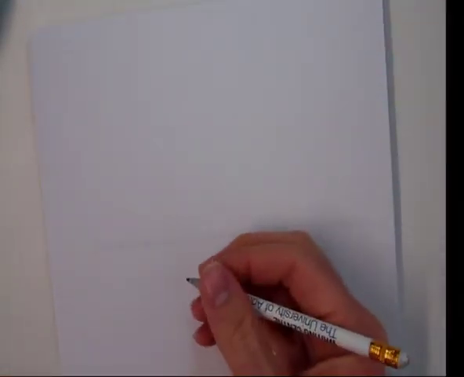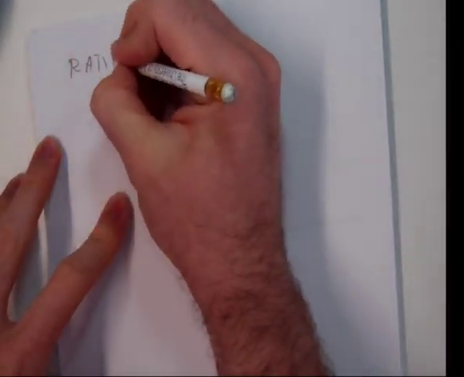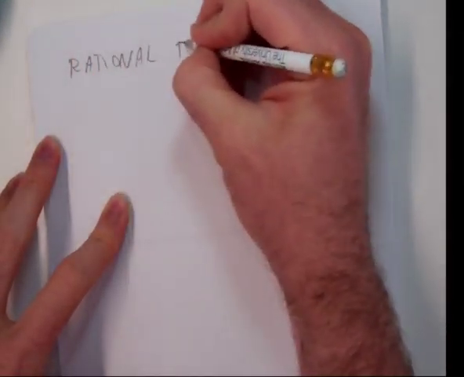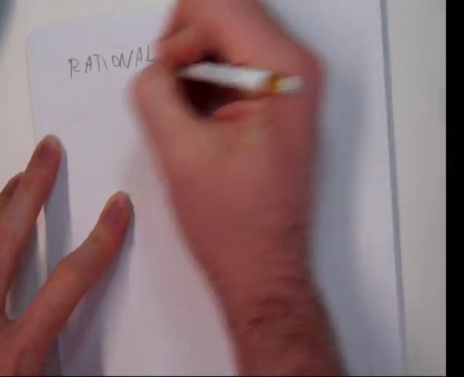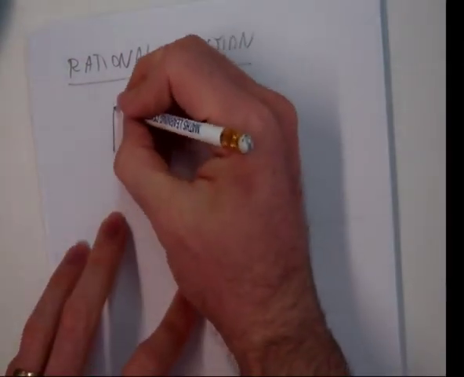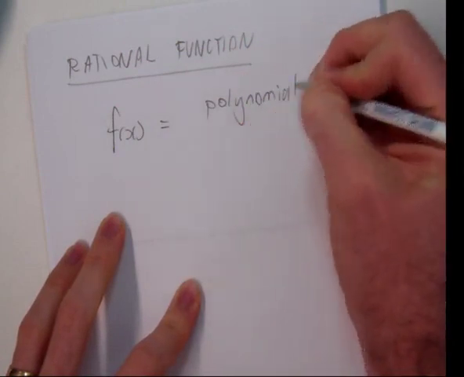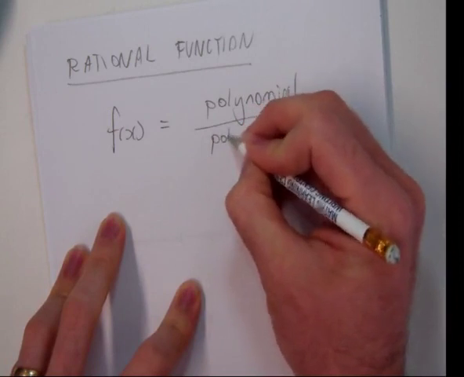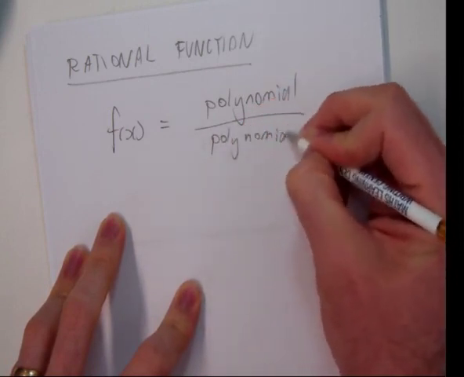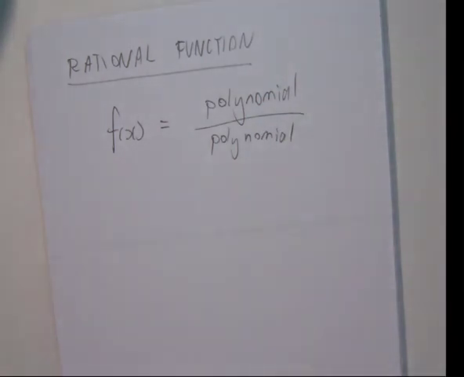The next kind of function is called a rational function. Rational is the word that mathematicians use to talk about fractions. And so a rational function is created as a fraction of polynomials. So it will be something like some polynomial on the top and some polynomial on the bottom. Not the same one, because otherwise they'd cancel each other out.